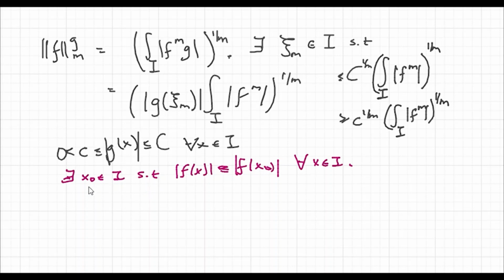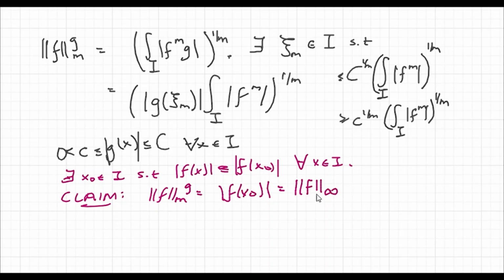Well, I'm going to claim that this norm that we're considering is actually just equal to |f(x0)|. And in fact, this is what's known as the sup norm, which you may have seen before if you've looked at norms before, but it's just the maximum value that the magnitude of f can take in this interval. Well, let's prove this.